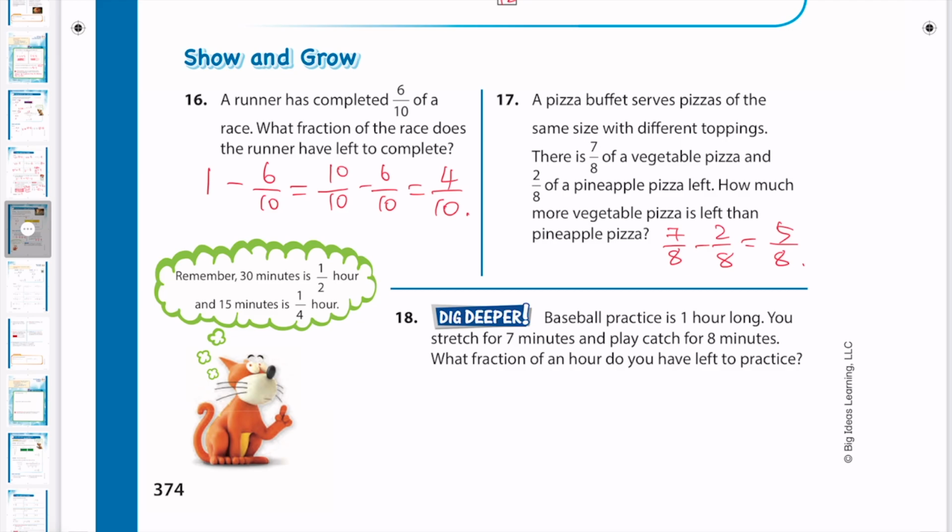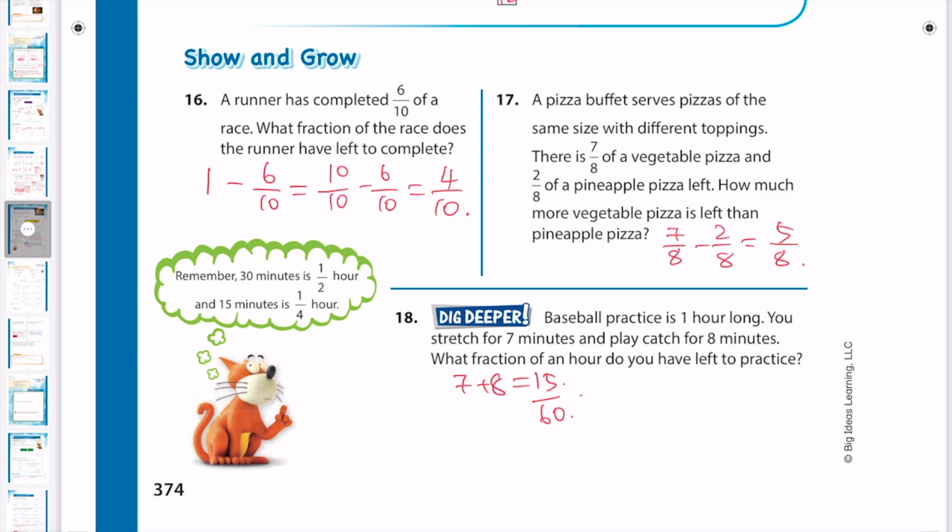Okay, now baseball practice is 1 hour long. You stretch for 7 minutes and play catch for 8 minutes. Okay, so you have a stretching session for 7 minutes and then catch the ball for 8 minutes. So in total, how many minutes did you play? 15 minutes. Okay, now what fraction of an hour do you have left to practice? Okay, so you have practiced 15 minutes out of what? 60 minutes.